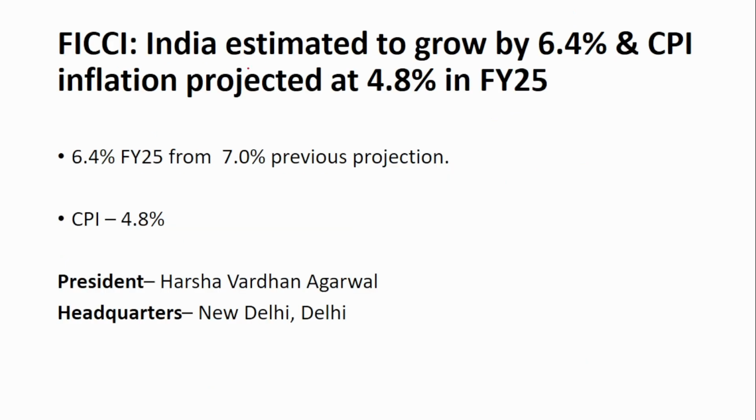The next news is also about GDP projection. FICCI, the Federation of Indian Chambers of Commerce and Industry, has estimated that India will grow at 6.4% for financial year 25. Previously it had projected 7%, and now it has reduced its projection to 6.4%. CPI has been projected at 4.8% for financial year 25. Remember, 6.4% is the GDP and 4.8% is the CPI. The president is Harshvardhan Agarwal and it is headquartered in New Delhi.